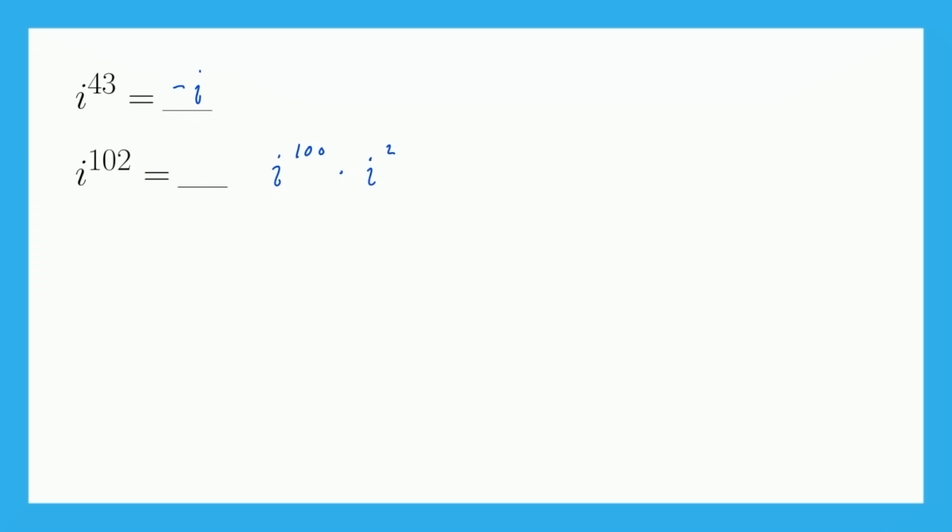Let's say hypothetically that we were being asked to simplify i to the 100. Well, because 100 is a multiple of 4, we know that that would just be 1, right? But this time we have i to the power of 102. So this entire part is 1. So it's going to be 1 times i squared, or just i squared, right? What is the value of i squared? Well, we know that that is -1. So i to the power of 102 is -1.